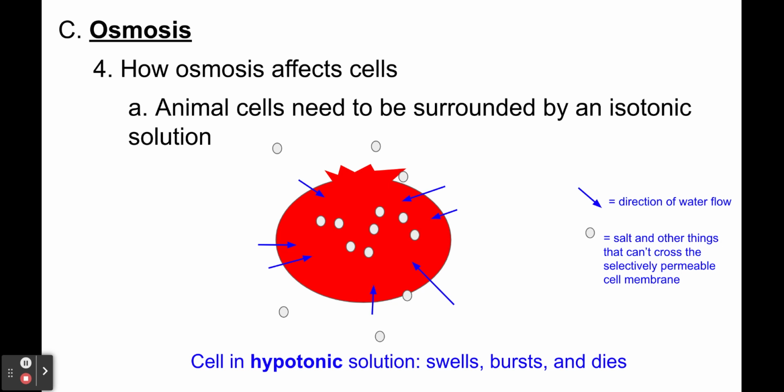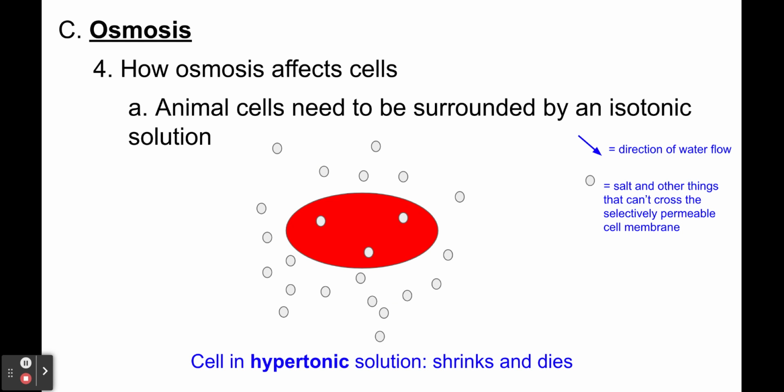And there's also an issue with hypertonic solutions. Here's a cell in a hypertonic solution. There's more solute outside the cell than inside the cell. So water will flow out of the cell to where there's more solute. When the cell is losing water, what happens to it? Ooh, it shrinks, shrivels, and it dies. So an animal cell will die if it's in a hypotonic or hypertonic solution.